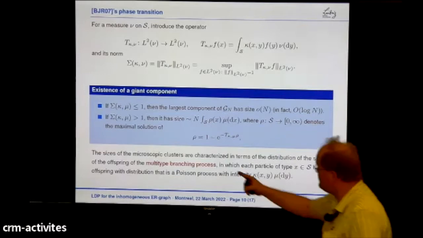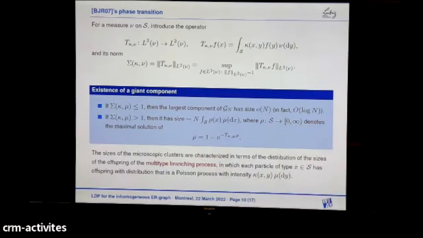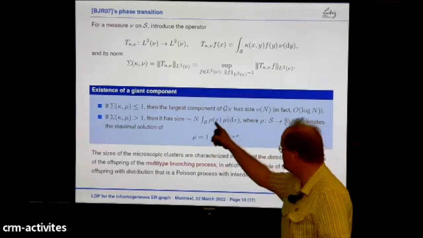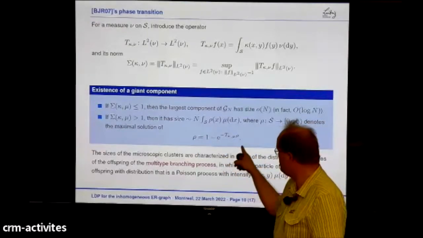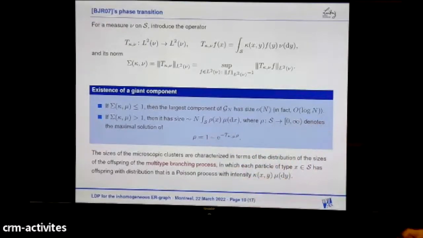And if sigma is strictly larger than 1, then it has size n times this number here where rho appears. And rho is defined analytically as the solution to this equation. You can also give some interpretation to it in terms of the multi-type branching process.